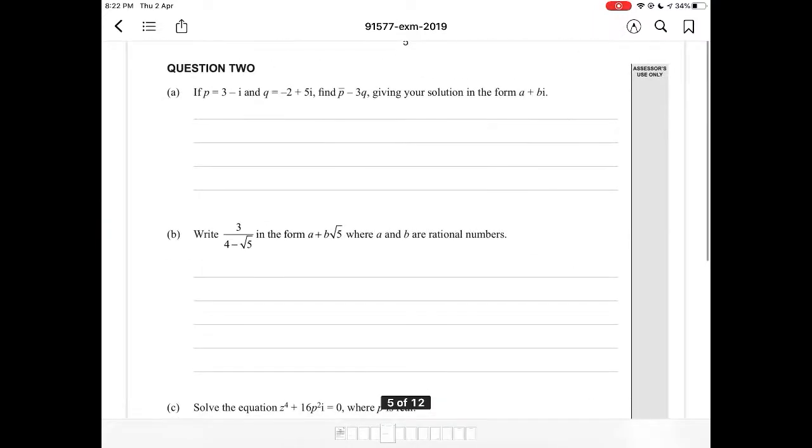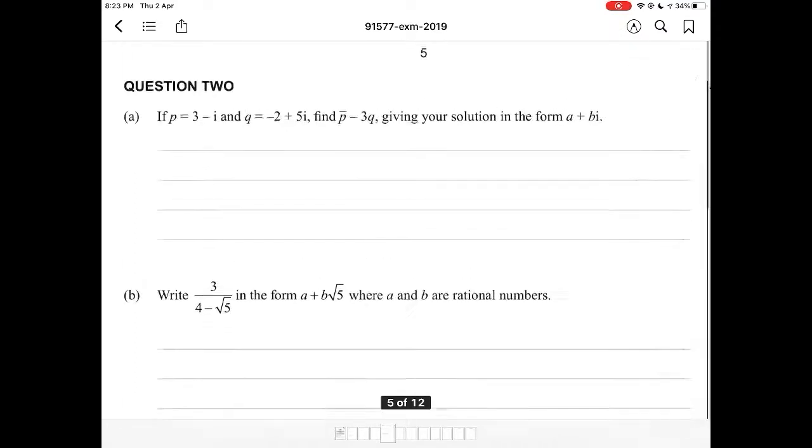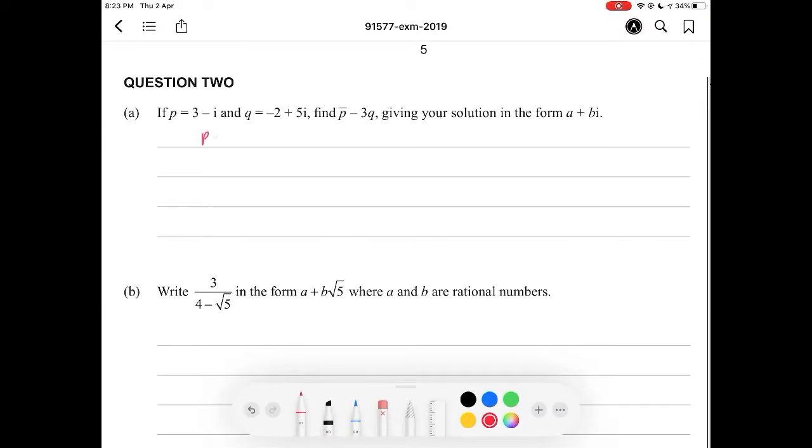Alright, question 2. If p equals 3 minus i and q equals negative 2 plus 5i, find the conjugate of p minus 3q, giving your solution in the form a plus bi. So we know p equals 3 minus i, therefore the conjugate of p equals 3 plus i.